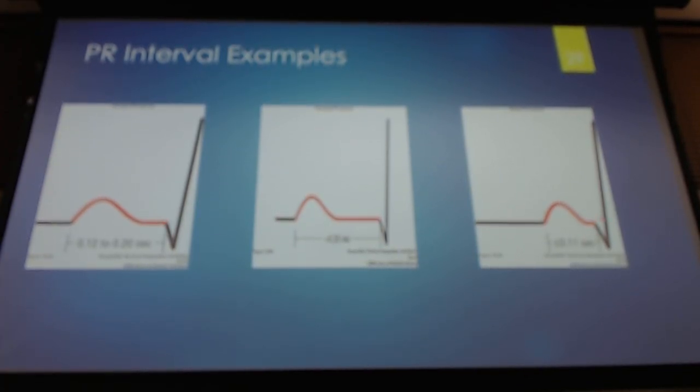And then here, look at how short that PR segment is. Something is allowing that electrical activity to be conducted very quickly, so it's getting down to the AV node really quickly. We'll see that by having a really short PR interval, which is less than 3 boxes.